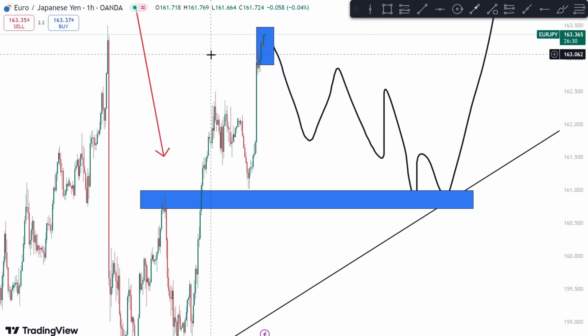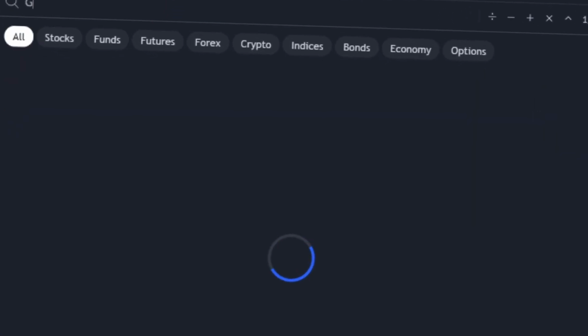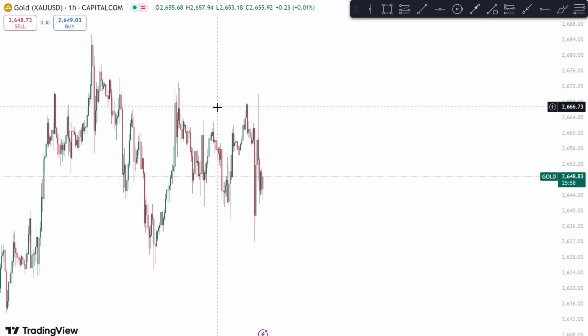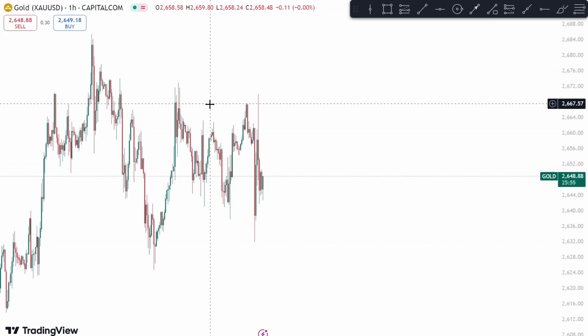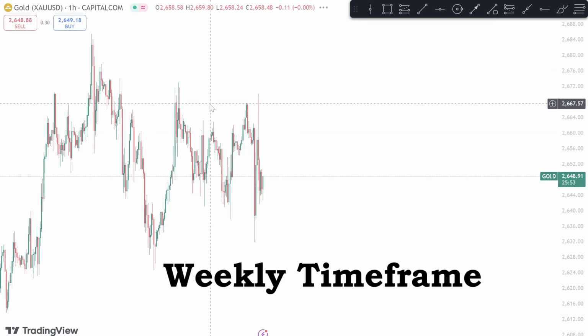Now, I want us to look at another example on how to use multi-time frame analysis to ensure that you only focus on quality trades and avoid making mistakes when analyzing the chart. Let's look at gold. And again, we have to start on a bigger time frame. We're going to start on the weekly chart.